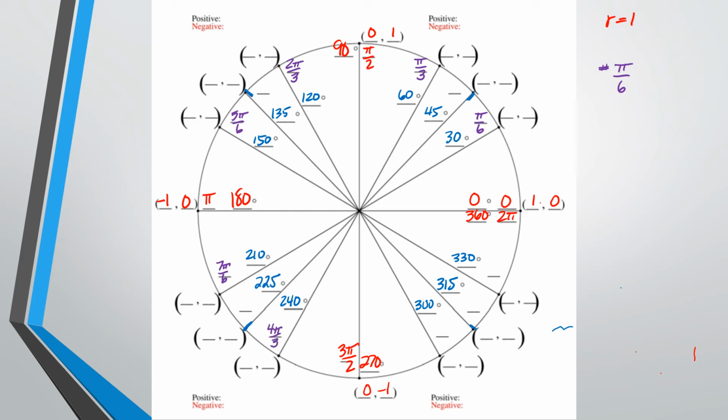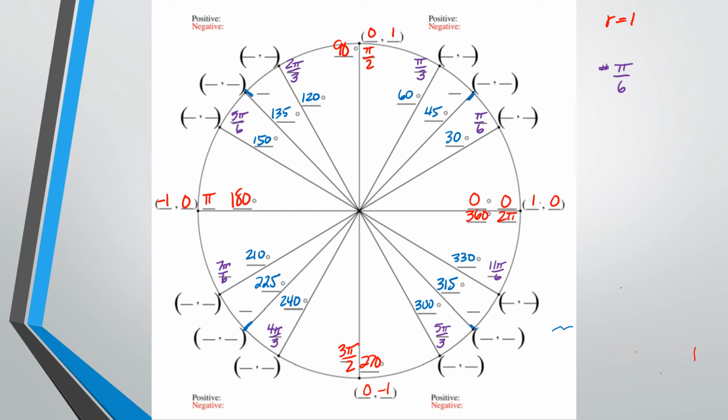9 pi over 6 is already here as 3 pi over 2. 10 pi over 6 reduces to 5 pi over 3. And then our last one would be 11 pi over 6, because 12 pi over 6 reduces to 2 pi. That's already there. So we're done with our pi over 6 increments.